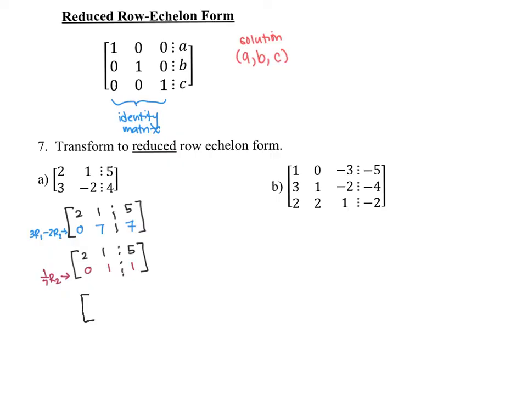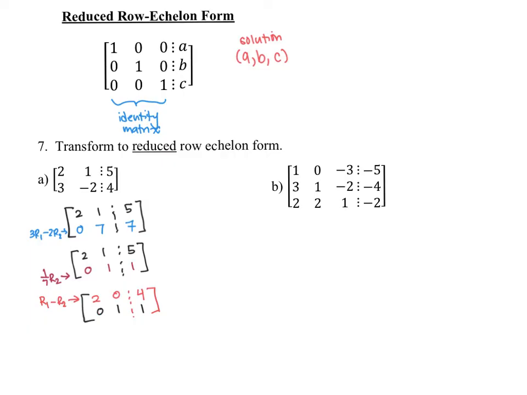So how about R1 minus R2? There's more than one way to do this, but because reduced echelon form is unique, the reduced form will end up the same. So let's see, 2 minus 0 is 2, 1 minus 0, 1 minus 1 is 0, 5 minus 1 is 4. And the second row, I kept it as 0, 1, 1. Okay, this is looking good.